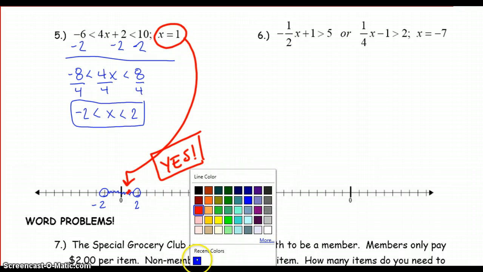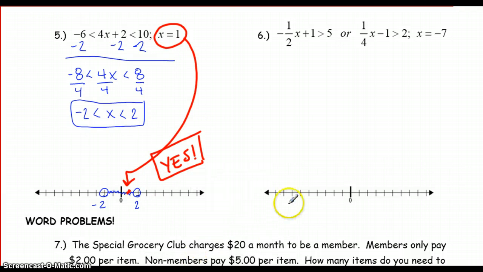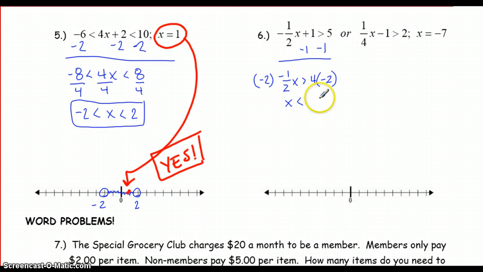Number 6. Okay, so we're going to solve these inequalities separately. Subtract 1 from both sides. Negative 1/2 x is greater than 4. Then we're going to multiply both sides by the reciprocal of negative 1/2, which is negative 2. So multiply both sides by negative 2. We're going to get x is less than, flip that sign, negative 8.